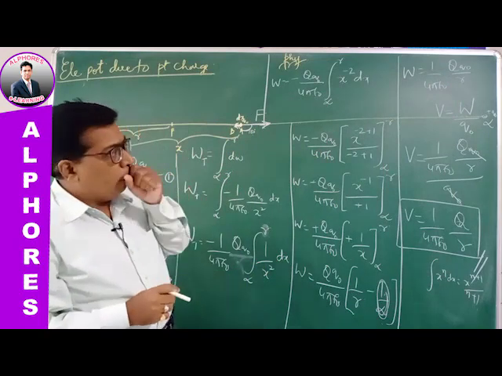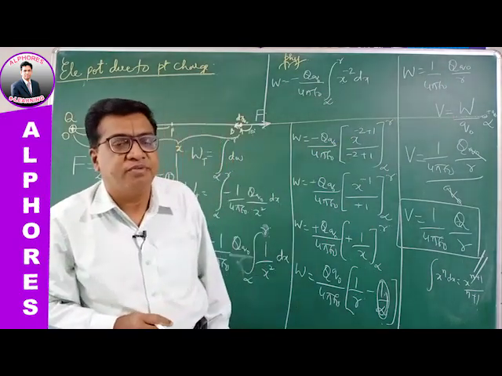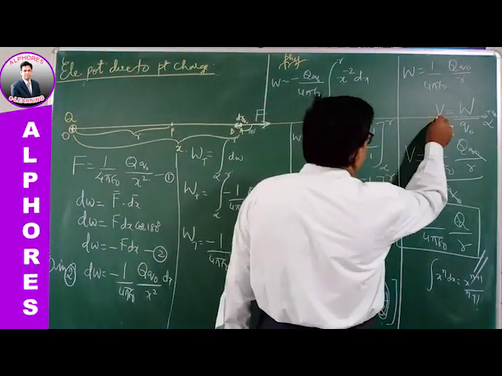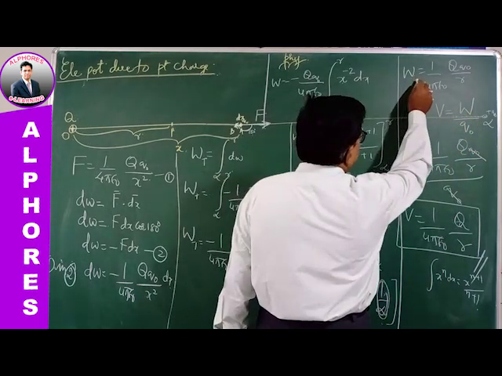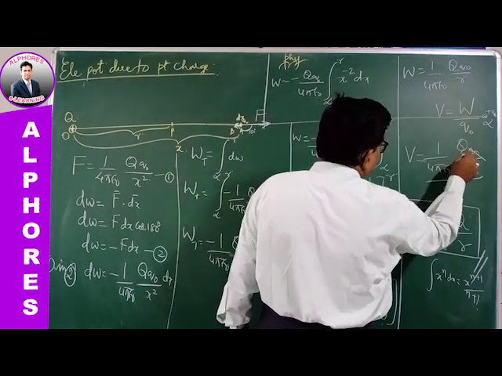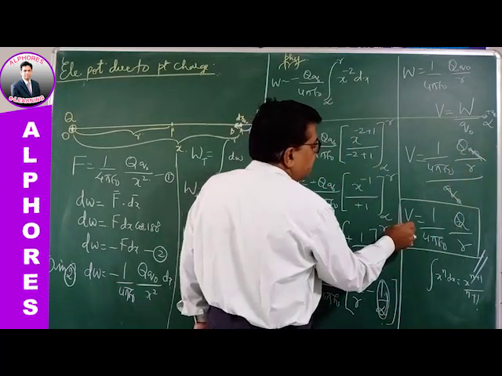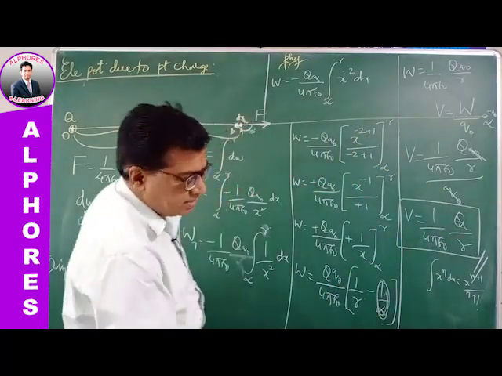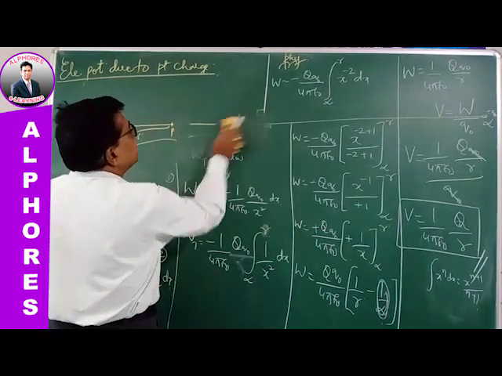We know by the definition of electric potential, it is the amount of work done in moving a unit positive test charge from infinity to a point in the field. So potential is W by Q. Therefore, dividing the work done by q naught, the q naught cancels. The potential due to a point charge is 1 by 4 pi epsilon naught, capital Q by R. So this is the formula for the electric potential due to a point charge.